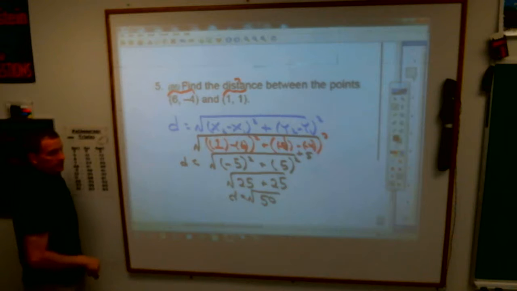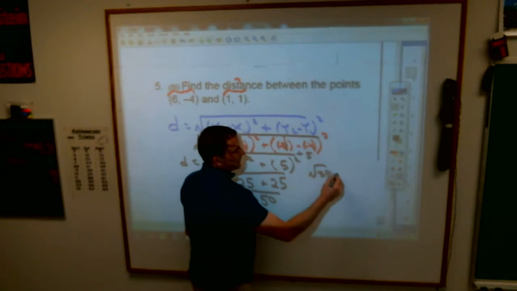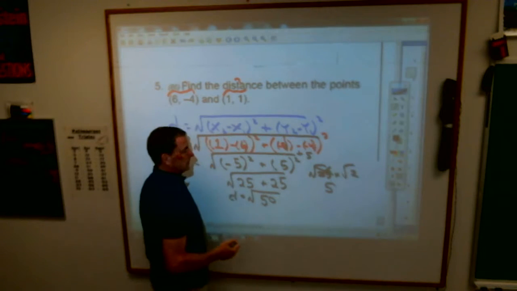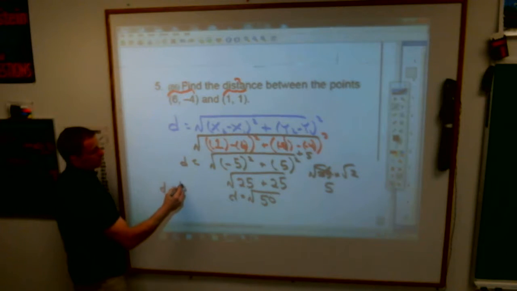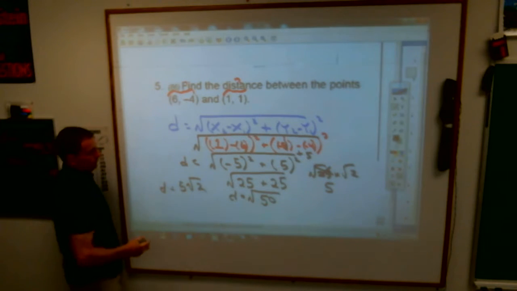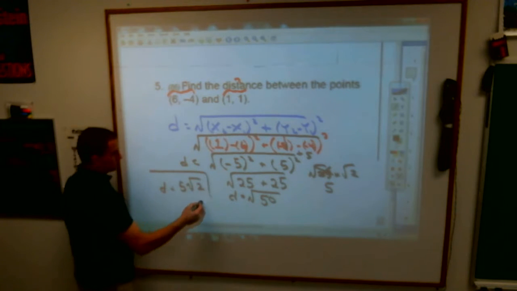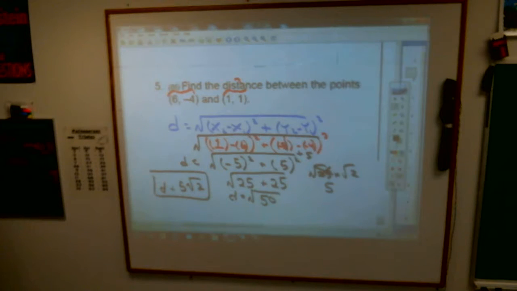And the square root of 50 breaks down to the square root of 25 times the square root of 2, and that is 5. So the distance is 5 square roots of 2, which is close to how far? Square root of 2 is what? 1 point something. 1 point what? 1.3, 1.2, 1.1?